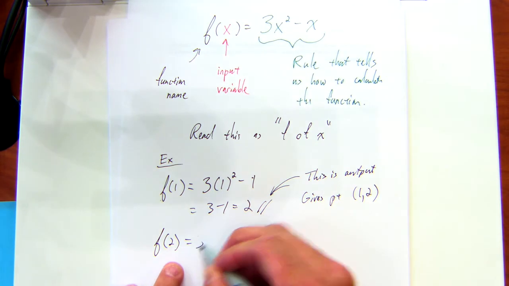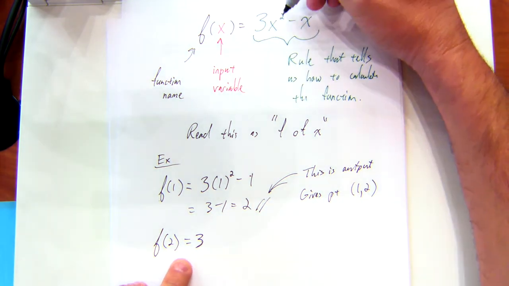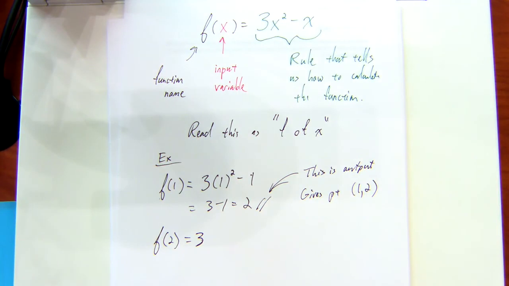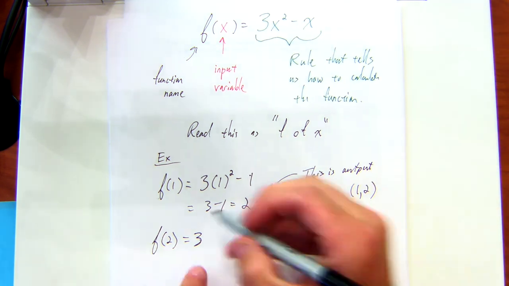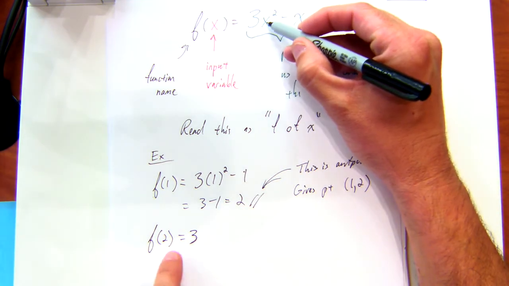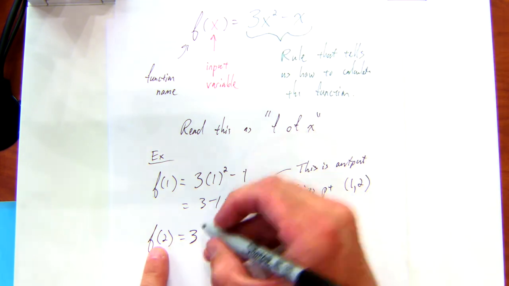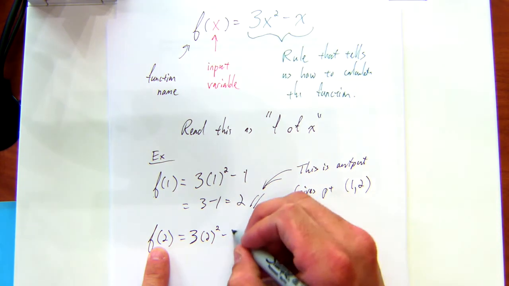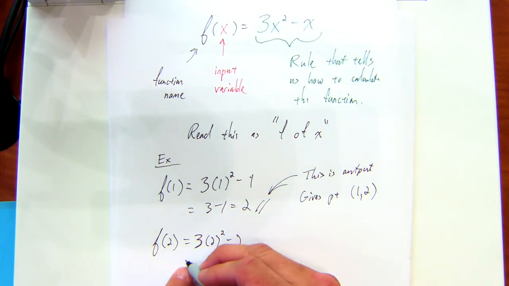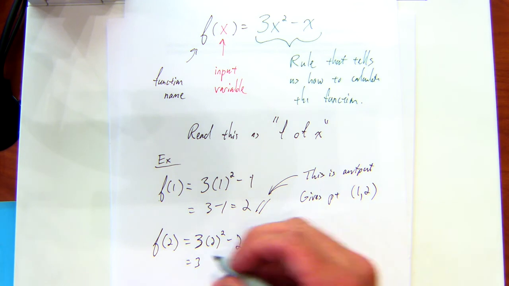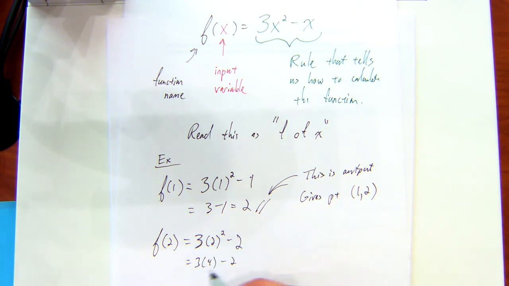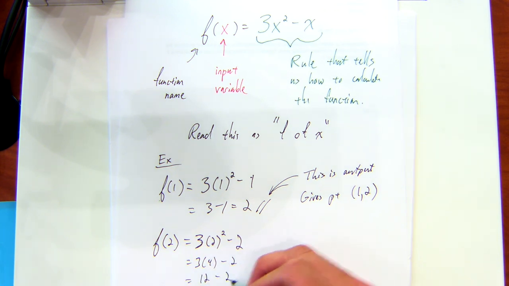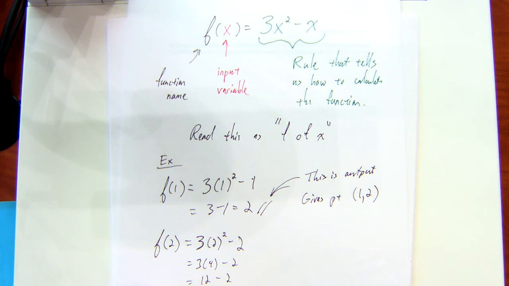So I'm going to write 3 from my rule. Excuse me. And then I'm going to write this x is, instead of x, what is it? 2. So it's 2 and it's squared. Minus this x is a 2. Now we just calculate. What is 2 squared? 4, minus 2. What does this notation mean? 3 times 4, which is 12, minus 2, which is 10. Okay?